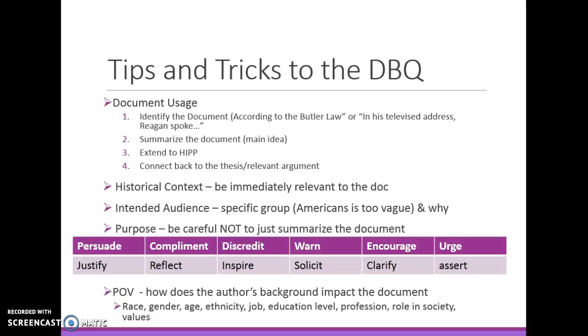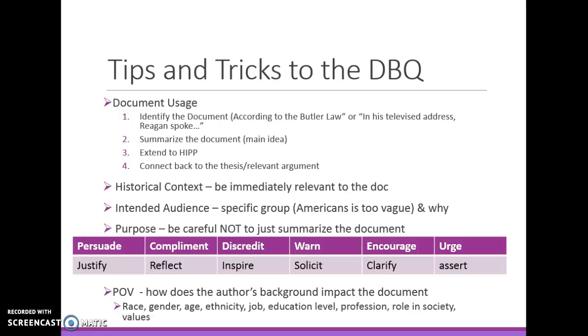Document usage. So you need to use 6 out of 7 of the documents and use them to support the argument. Some of the best essays that I've seen and read follow this pattern, where they identify what the document is or what they're referring to. According to the Butler Law in Document 7, or in his televised address, Reagan spoke of blah, blah, blah.